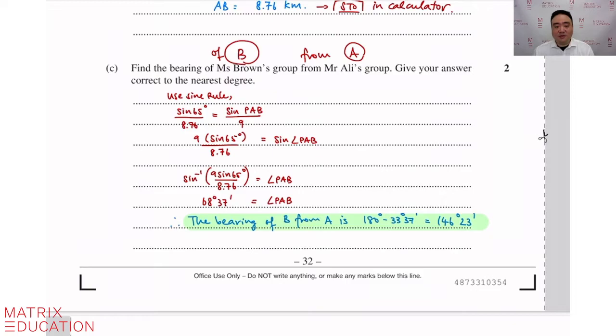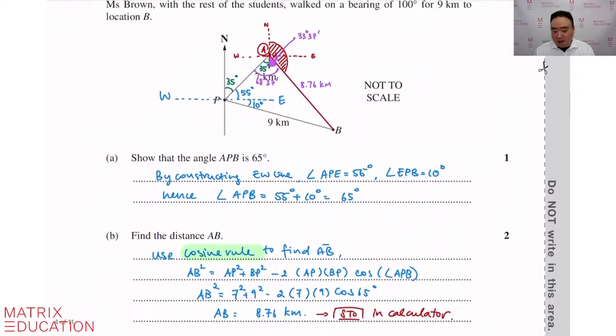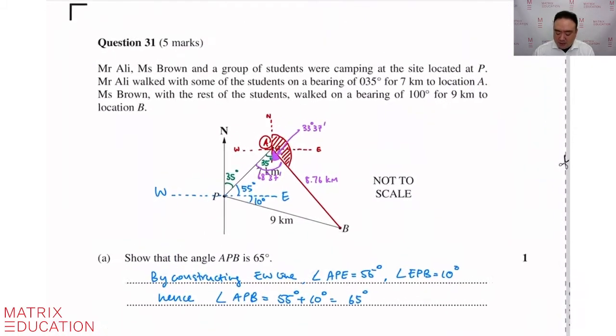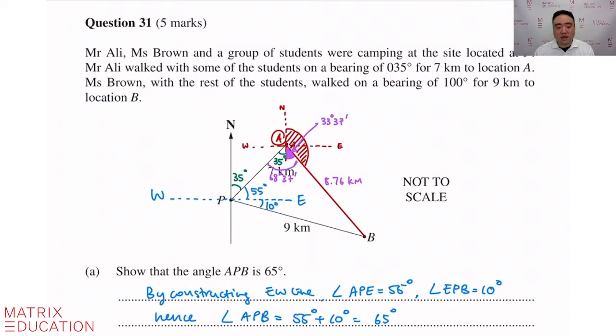So this is a very complicated question. I would admit that, because it uses so many rules. It uses both the cosine and sine rule.